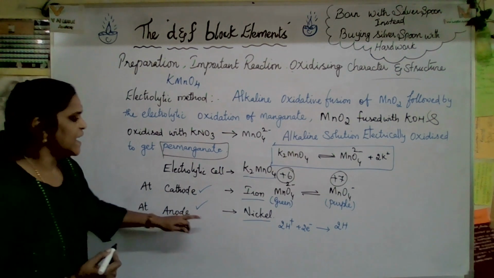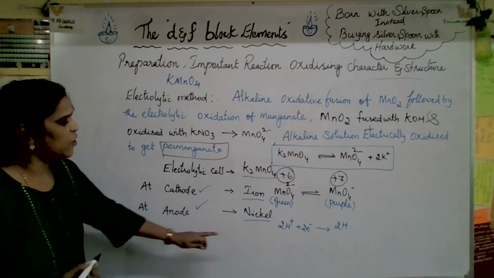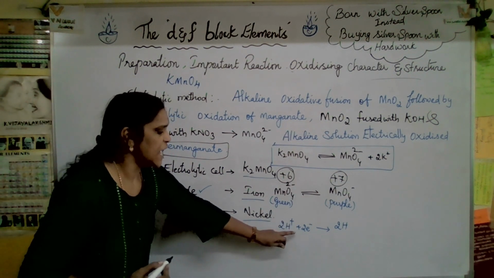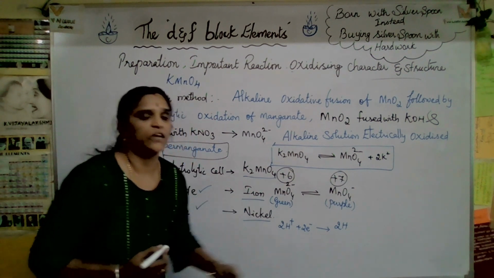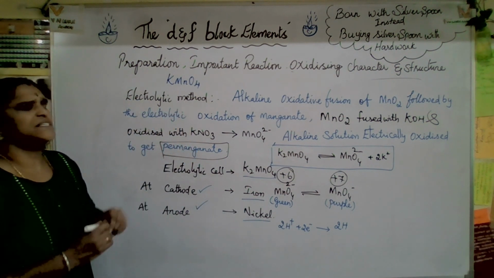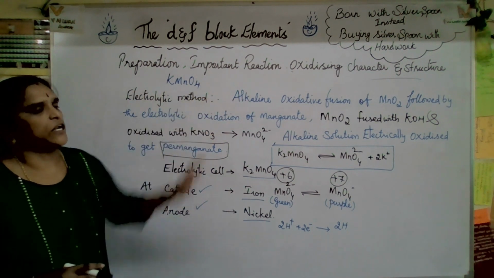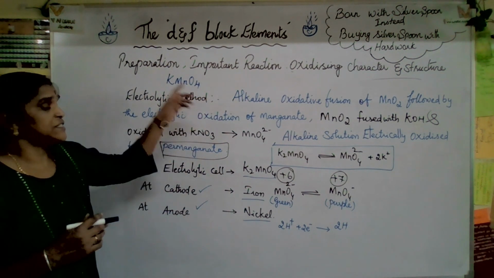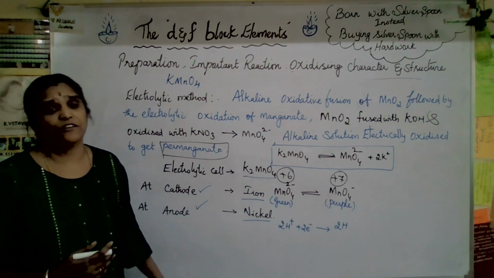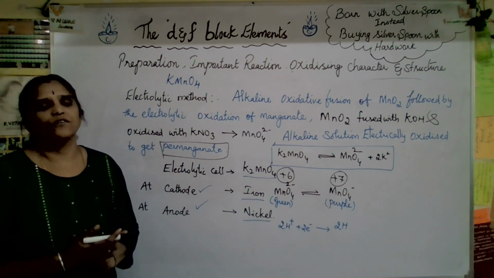Right? Okay. Now what happened at the anode? 2H plus ion plus 2 electrons gives 2H. Okay, this is very simple and it is also important. Now we are going to see the important reactions related to that topic.